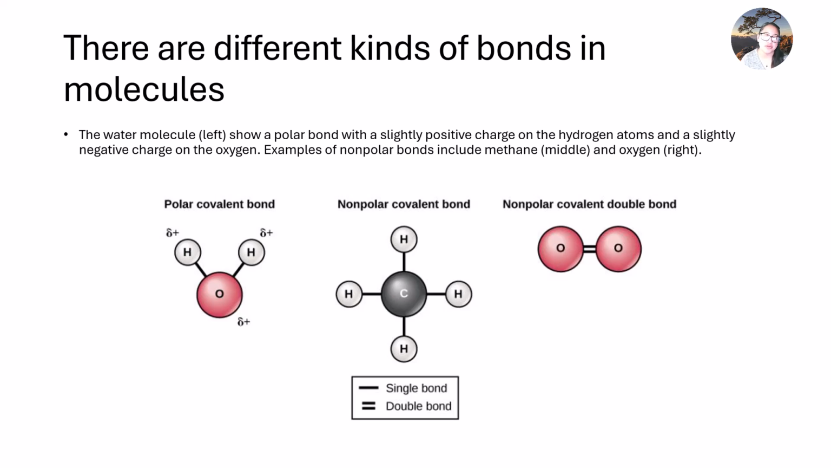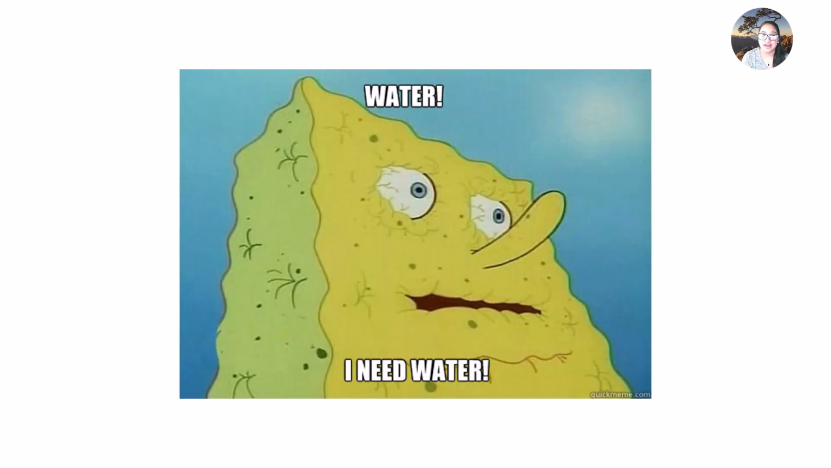Non-polar covalent bonds are bonds where there's no positive or negative area of the molecule. It's overall pretty neutral. So that's another kind of covalent bond. And here's another example of a non-polar covalent bond between two oxygen molecules. So again, big picture, the atoms of different elements will interact in unique ways to form molecules, and that does affect how those molecules interact with other molecules. A big important molecule that we rely on for life is water.